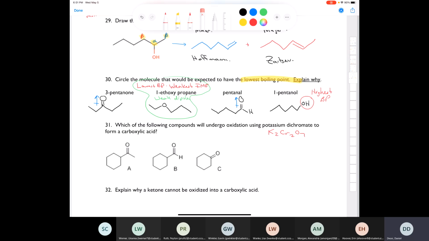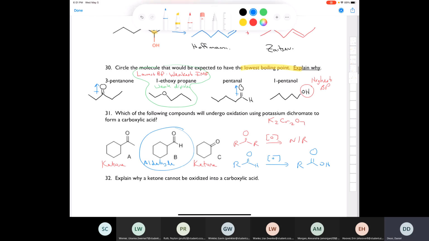So A and C are both ketones. And like I said, a ketone, when it's treated with an oxidizing agent, undergoes no reaction. Whereas an aldehyde, when you treat that with a strong oxidizing agent, is going to undergo oxidation, isn't it? It undergoes oxidation to produce a carboxylic acid. And so the answer is B, the aldehyde will undergo oxidation. The two ketones will not.